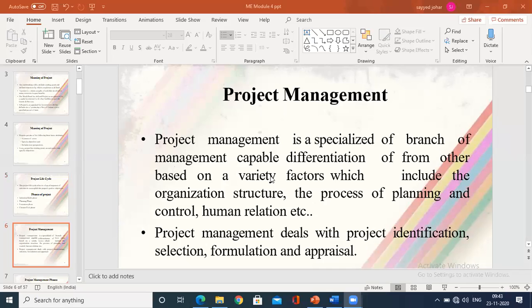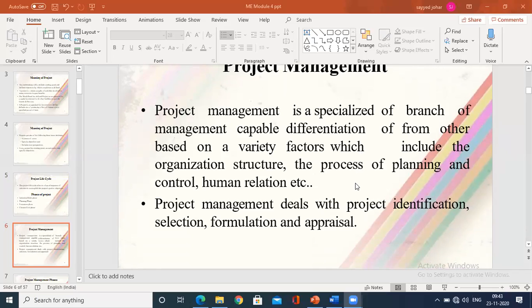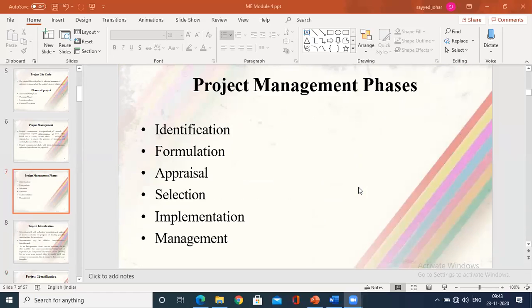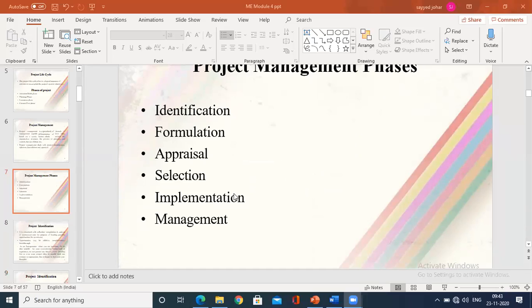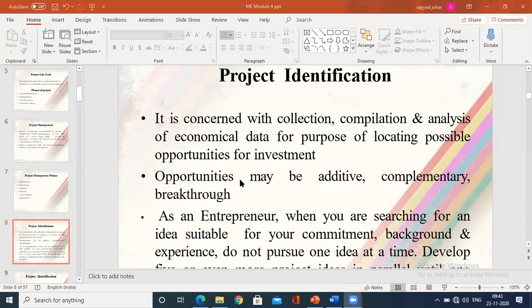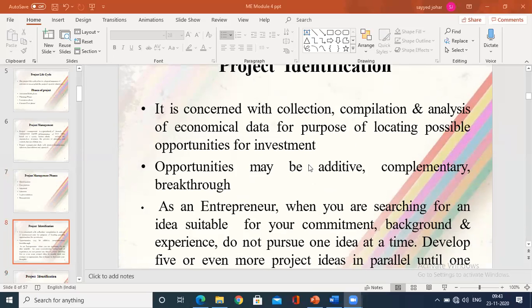Then we came to the concept of project management. So what is project management? As I said, it is a specialized branch. And what does project management consist of? It consists of these points: identification, formulation, appraisal, selection, implementation, management. In that, the first point is project identification. We discussed what project identification is for an entrepreneur, and for a technical person.